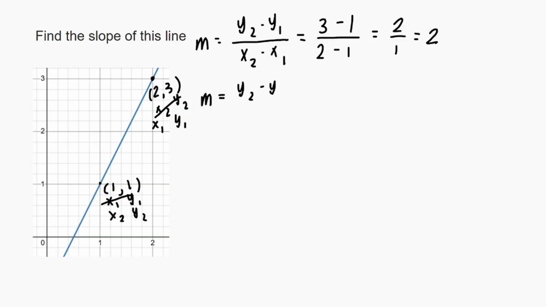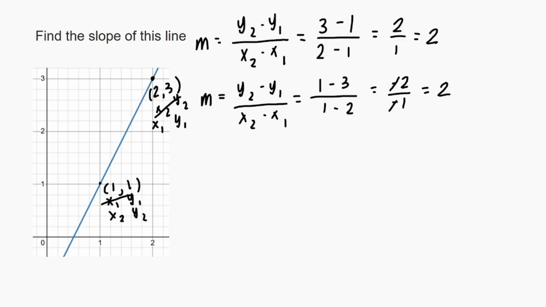y2 minus y1 divided by x2 minus x1, which is going to give us 1 minus 3 divided by 1 minus 2, which is going to be negative 2 divided by negative 1. And because there's 2 negatives here, they cancel out and we still get our 2. So, as you can see, it doesn't matter which point you make x1, y1, and which point you make x2, y2. However, it is important that you make sure you subtract in the same order. For example, if this is your first x, this needs to be your first y, and so on.